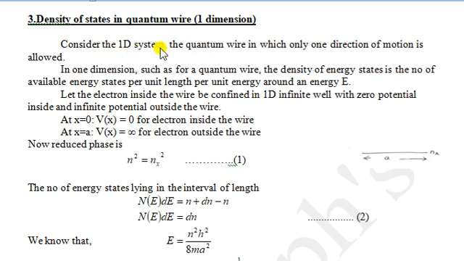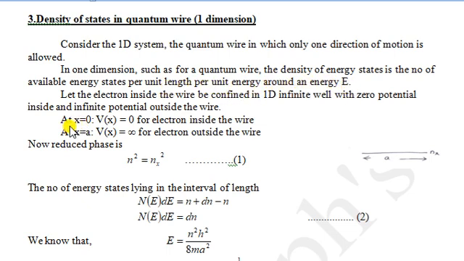So consider the one-dimensional system, the quantum wire, in which only one direction of motion is allowed. For example, the x-axis is in the normal dimension, and y and z are in the nanoscale. The density of energy states is the number of available energy states per unit length. For one dimension we say length, for two dimensions, that is the quantum well, we say area, and for three dimensions, we already know it's a bulk material. So per unit length around the energy E.